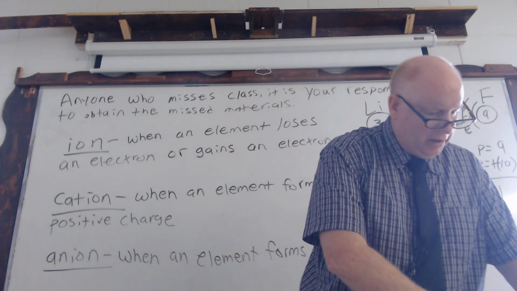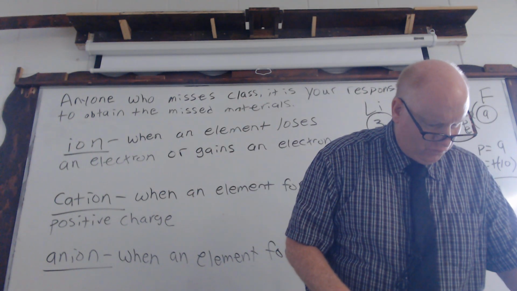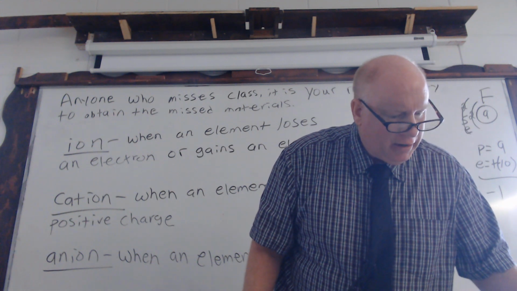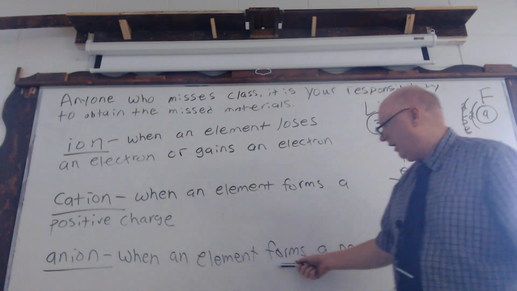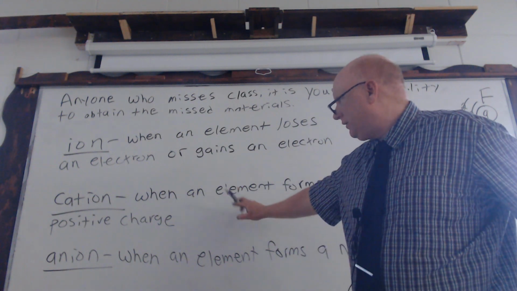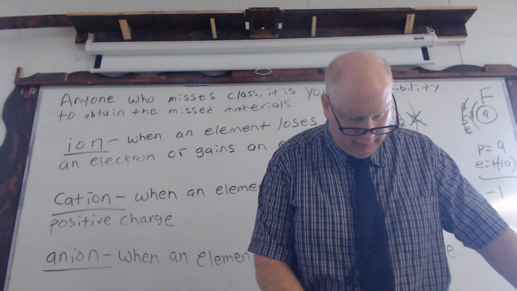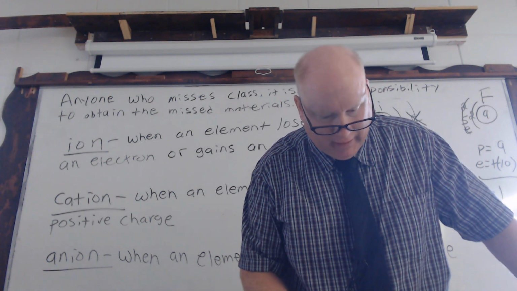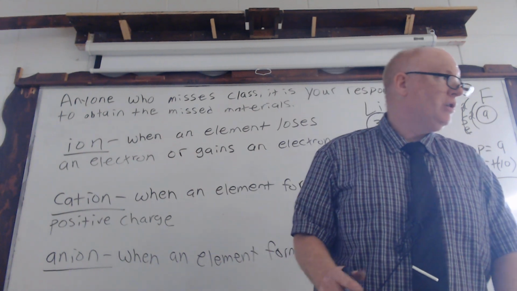Okay? Then, if we look at an anion, okay, on page 924, an ion that has a negative charge. Look at what we said. Element forms a negative charge. So then just what you would guess, a cation is an element that forms a positive charge. And we look at page 925, an ion that has a positive charge, or an element, whichever way you want to look at it.